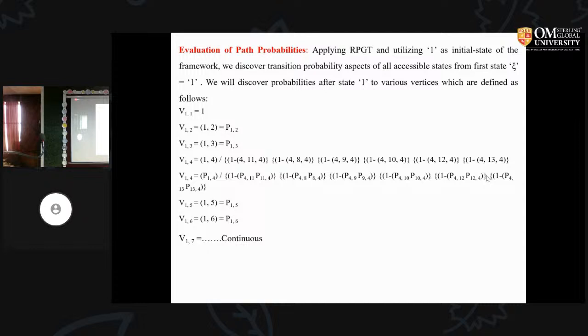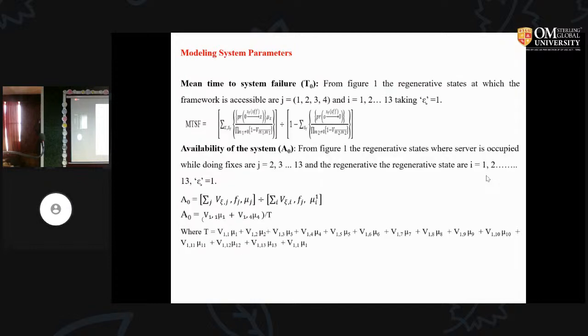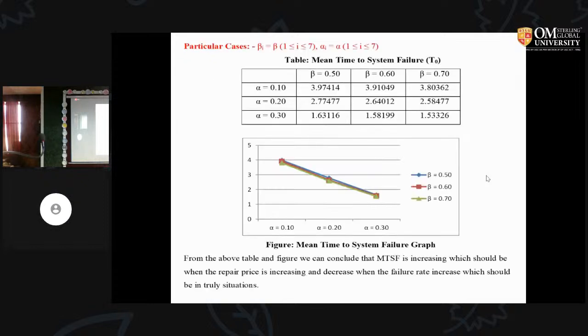So next is the evaluation of path probabilities. Applying RPGT and utilizing one as the initial state of the system. So these are the methods that we are going to use. Next is modeling system parameters. I told you about MTSF, that is mean time to system failure, and availability of the system. So these are the 2 formulas that I'm going to use. And next is particular cases. This is the graph and the table.